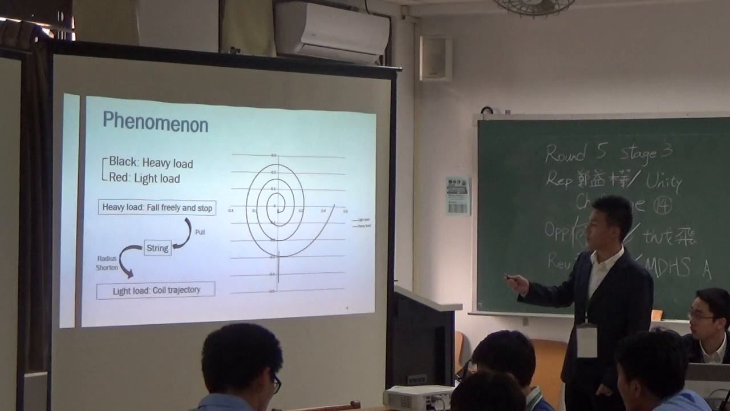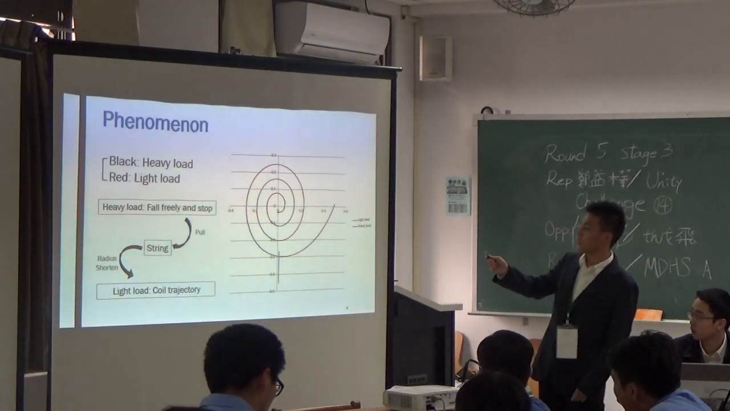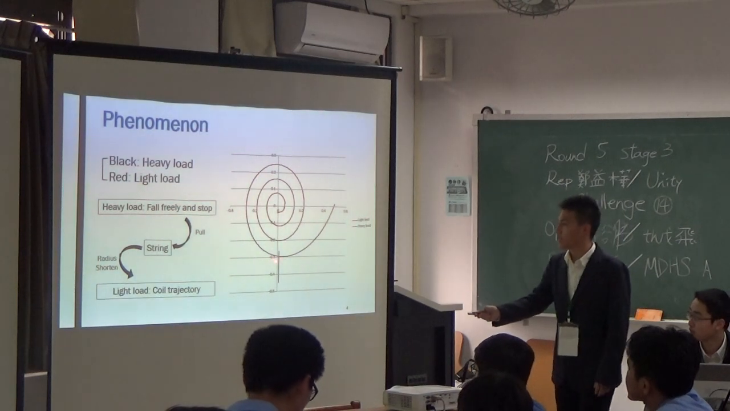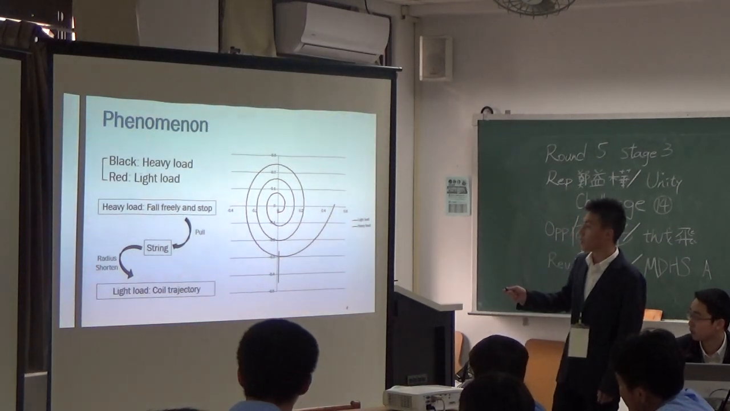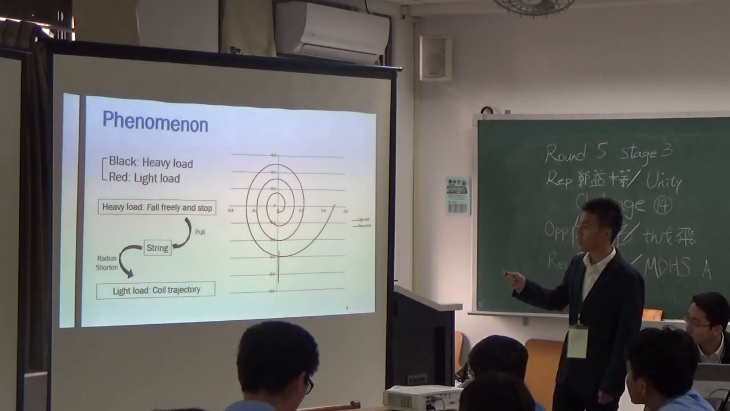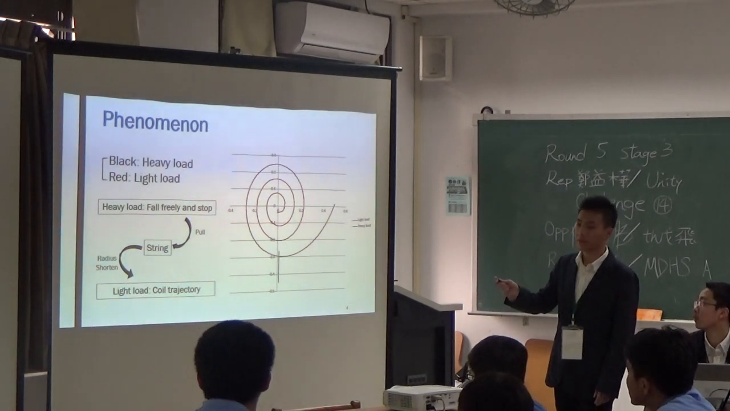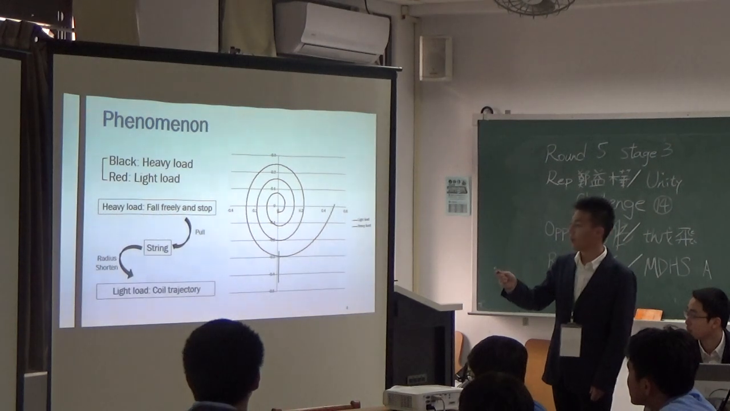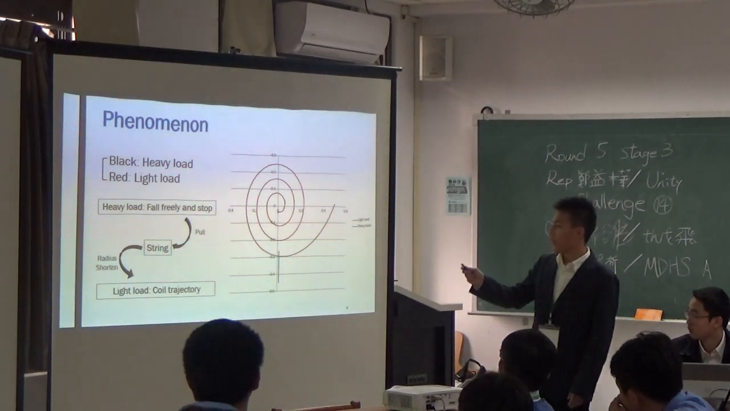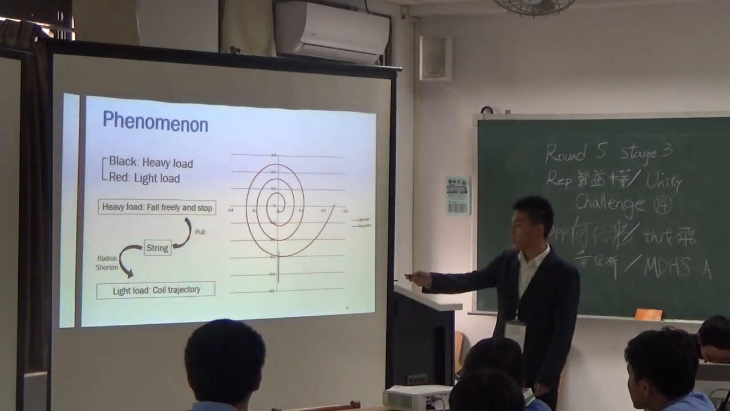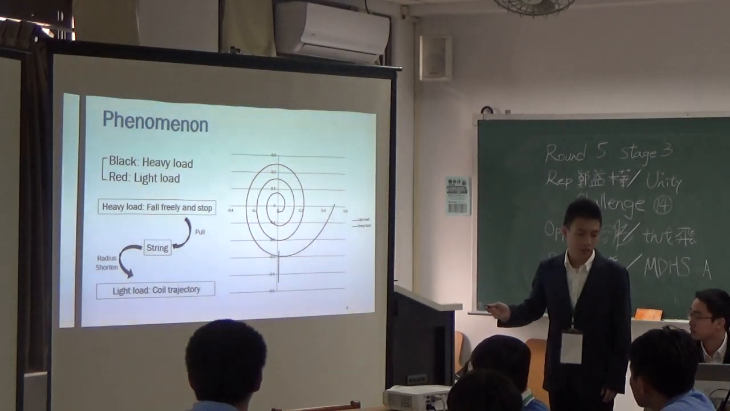And here's an outline. In an observation video, we see on the first page the phenomenon like this. The black line means the trajectory of the heavy law, and the red line means the trajectory of the light law. You can see that the heavy law falls freely at first and stops eventually. And when the heavy law falls, it will pull the string, and the rope tied to the light law will shorten. And the light law will have to coil its trajectory.